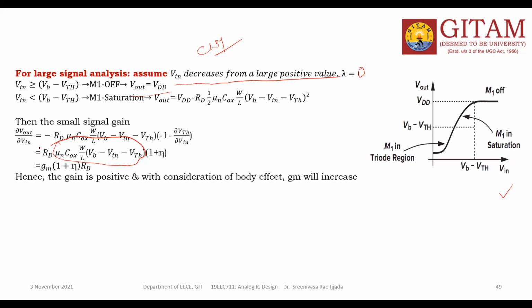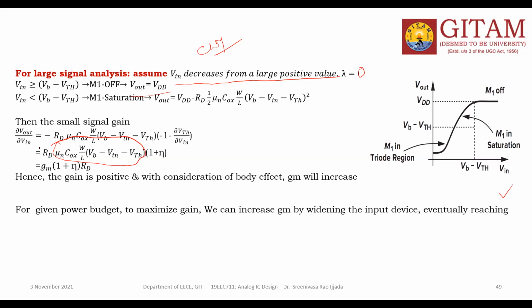So this is the derivation without the body effect. If you consider the body effect, then the gain equation becomes GM plus GMB into 1 plus eta into RD. Can you conclude whether the gain increased or decreased with the body effect here? Increased, because GM is high plus GMB, so it is totally higher. So with the body effect, your gain will increase.